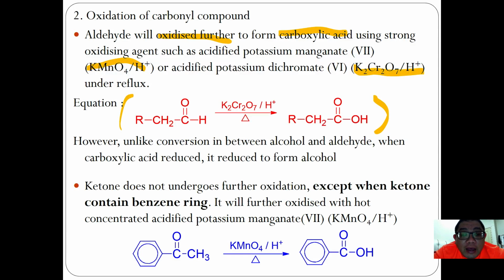As for ketones, they do not further undergo oxidation, except when the ketone contains a benzene ring. For example, acetophenone that we discussed just now, if you use a strong oxidizing agent such as acidified potassium manganate, you can eventually form benzoic acid. So this is the only type of ketone that can undergo oxidation, while the rest cannot.